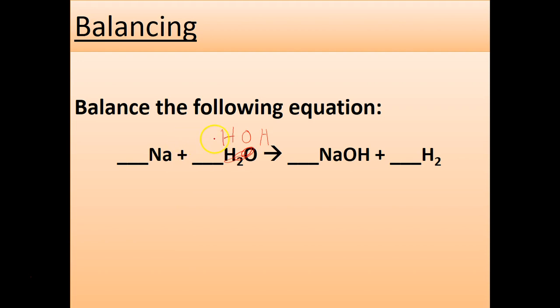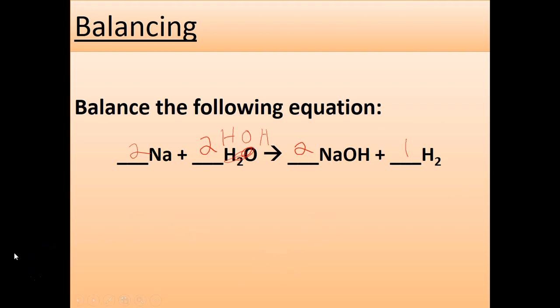We see that we have one Na on the left, one Na on the right. We have one H right here by itself, but we have two on the right. So we're going to go ahead and make that 2 here. That gives us 2 OHs and only one OH over here. So we can make that 2. And we have 2 Nas, 2 Nas, and then we should be balanced right here with a 1.